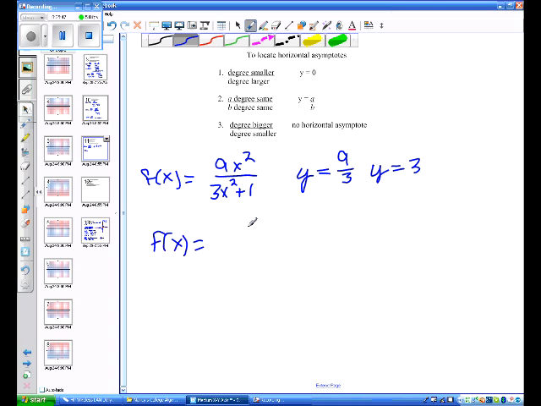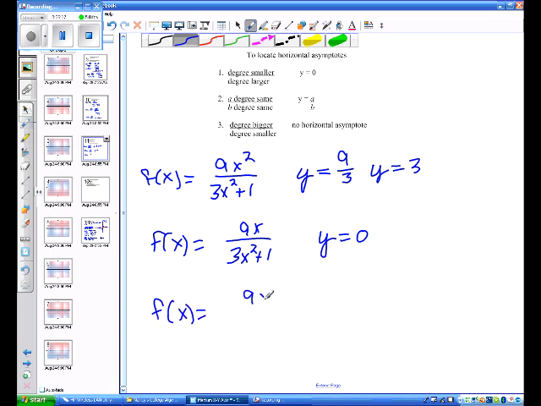If I have the function 9x over 3x squared plus 1. Well, in this case, the degree of my denominator is bigger, or you can call that one smaller, but it's in this form. The denominator is bigger than the numerator. Then I have a horizontal asymptote at y equals 0.